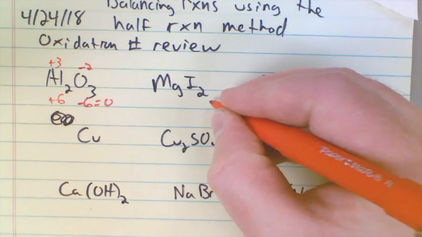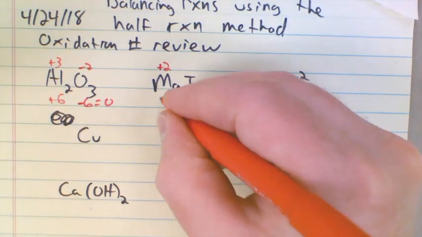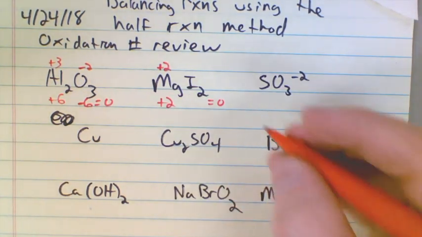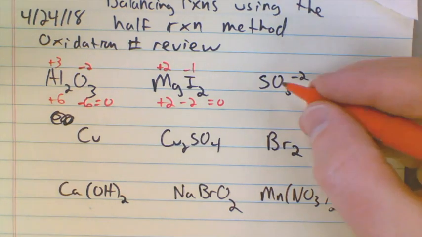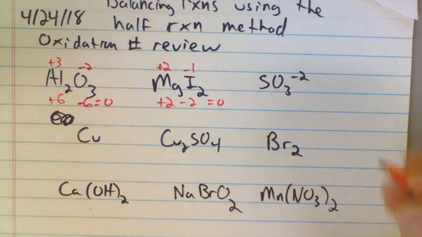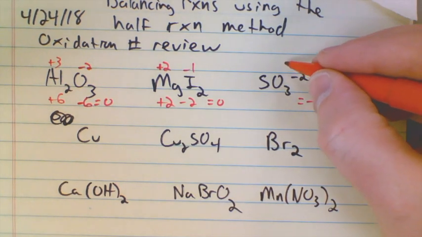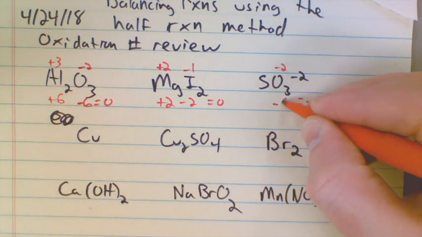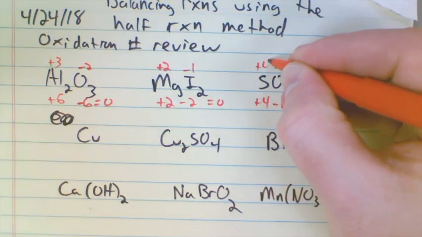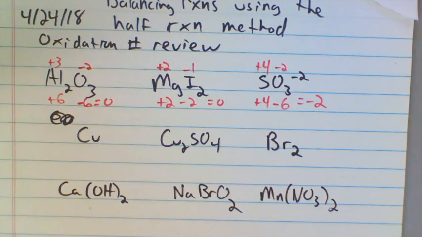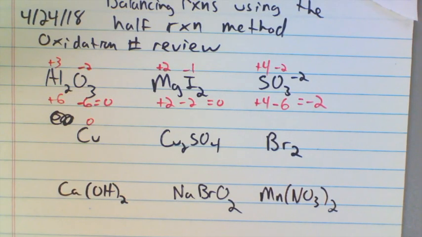Okay, how about here? Which one are we going to assign first? Magnesium. We're going to give that a +2. And then what's iodine got to be then? Yeah, -1. Okay, what's the whole thing got to total up on this one? -2. So what are we going to assign oxygen? -2. So what's sulfur here? +4. Nice. How about copper? What's that going to be? 0. That was easy.